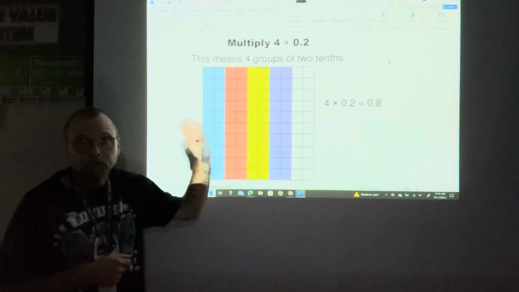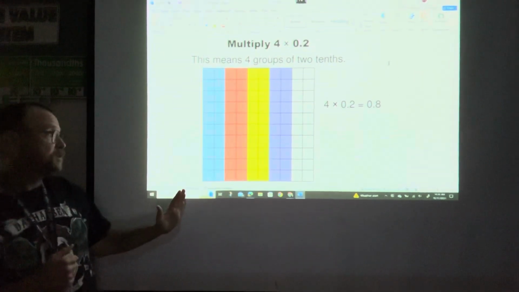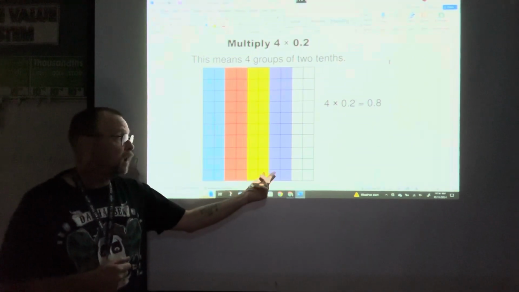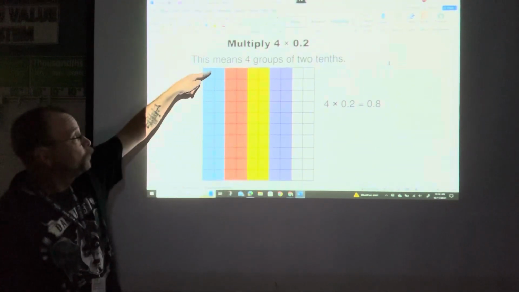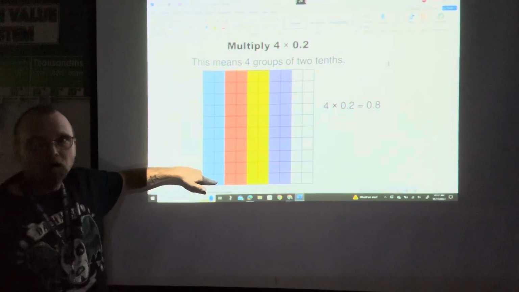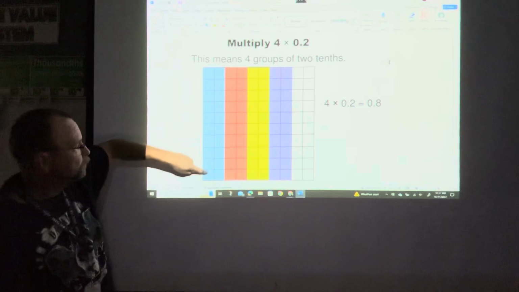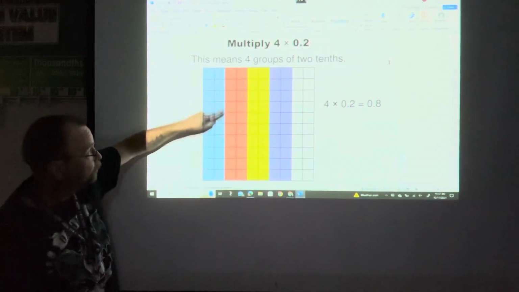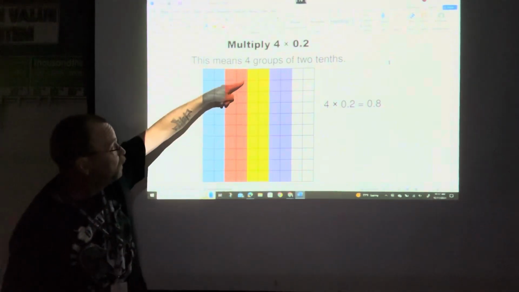4 times in 4 different colors so that you can tell that this is one group, this is the second group, this is the third group, and the fourth group. We must remember it's 2/10 because each of these columns is worth a tenth. So that's a tenth, and that's a tenth. So that's 2/10.